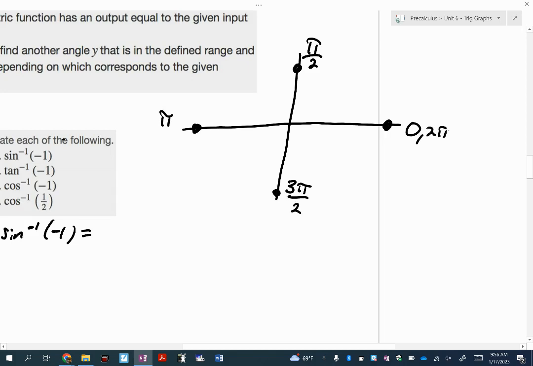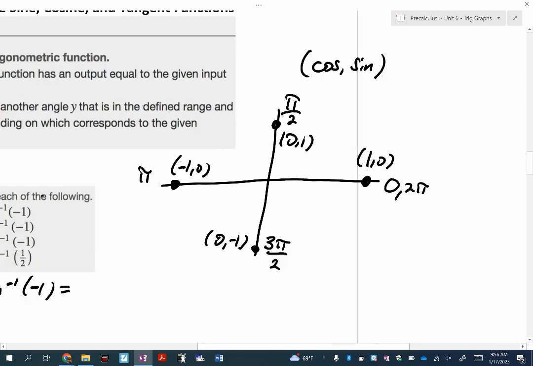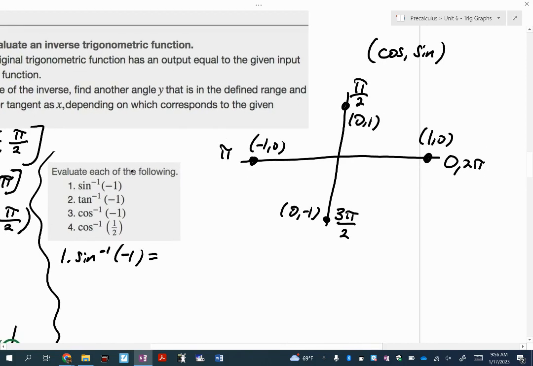And this is 2 pi. All right, so the ordered pair is 1, 0. We've got 0, 1, negative 1, 0, 0, negative 1. Don't forget, when you do these quadrantals, we're always thinking cosine is in the x, sine is in the y. Okay, so this first one.